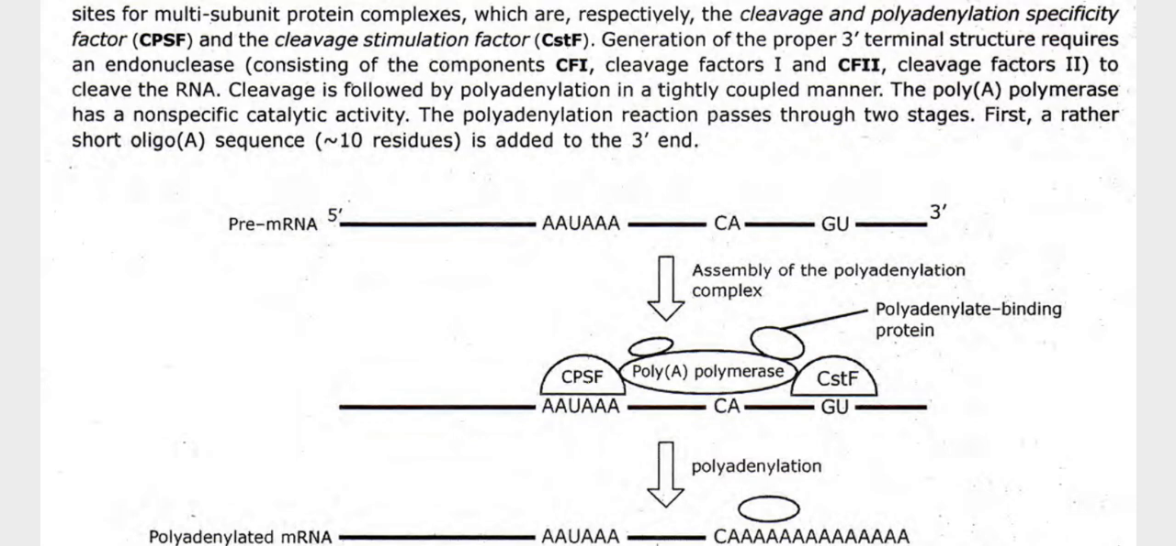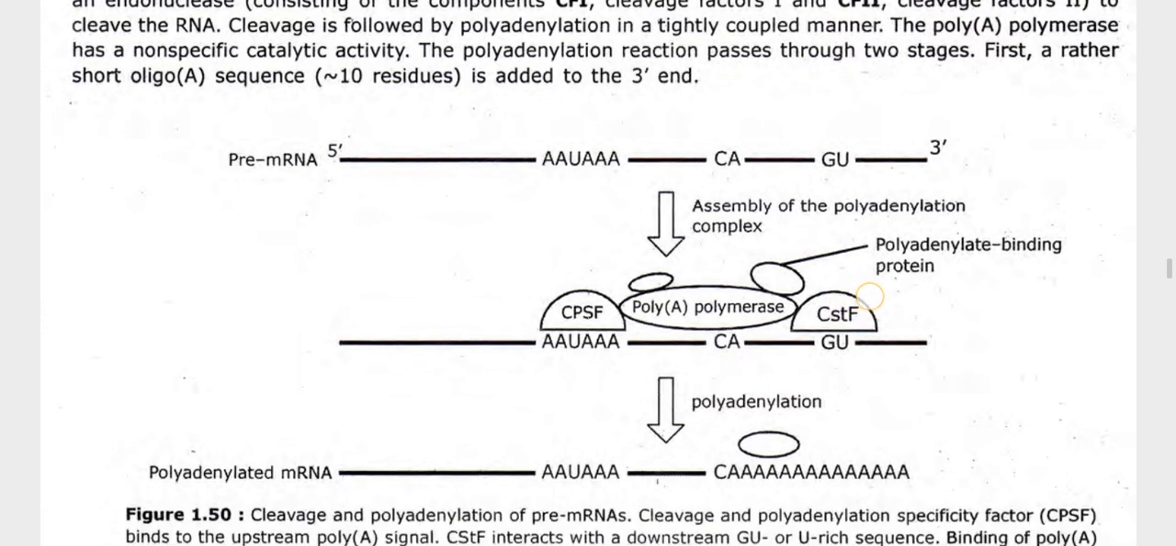Generation of the proper 3' terminal structure requires an endonuclease consisting of the components CF1, cleavage factor 1, and CF2, cleavage factor 2, to cleave the RNA. So cleavage is followed by polyadenylation in a tightly coupled manner. The poly A polymerase has a non-specific catalytic activity. The polyadenylation reaction passes through two stages. First, a rather short oligo A sequence is added to the 3' end of the pre-mRNA.